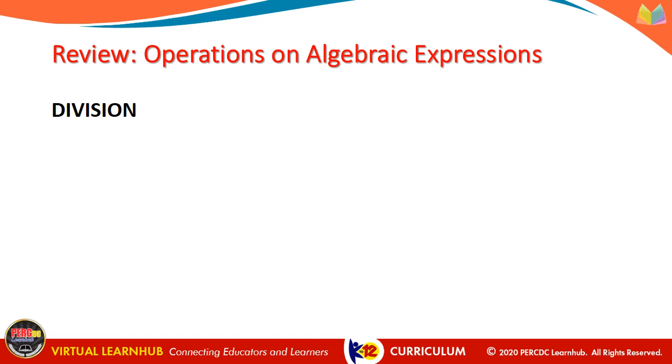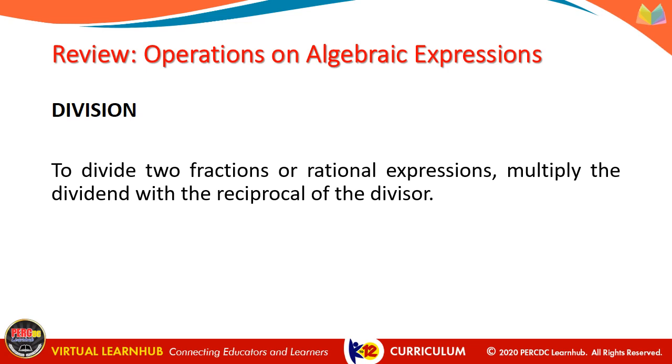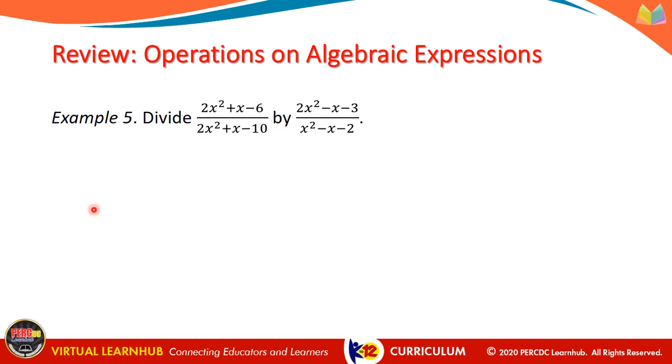Next, let us review division of algebraic expressions. To divide two fractions or rational expressions, simply multiply the dividend with the reciprocal of the divisor. Example number 5. Divide 2x squared plus x minus 6 over 2x squared plus x minus 10 by 2x squared minus x minus 3 over x squared minus x minus 2.